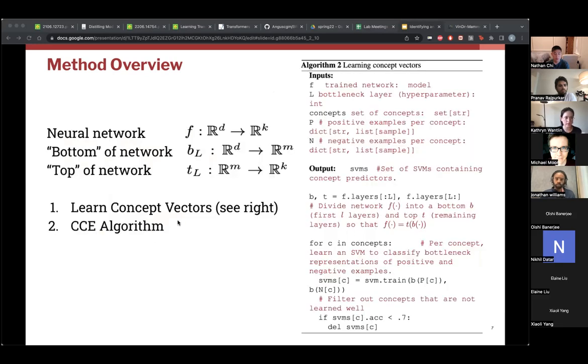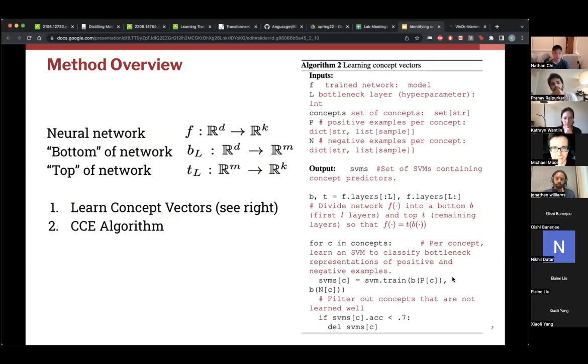So diving into more specifically the math behind this algorithm. Some quick notation, the neural network model is denoted as F. The bottom of the network, basically what gets us to our embedding space, is denoted B sub L. And the top of the network that gets us from the embedding space to our K labels is T sub L. So the two steps here, of course, are learning the concept vectors first, the algorithm for that located on the right, and then we run the CCE algorithm.